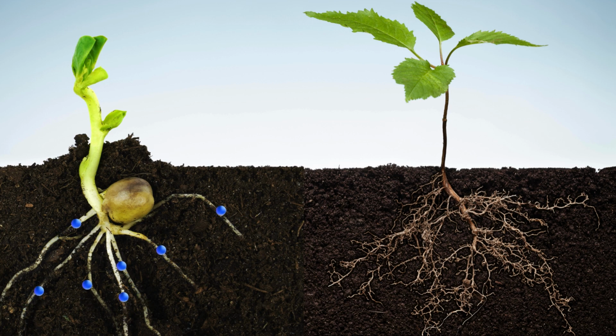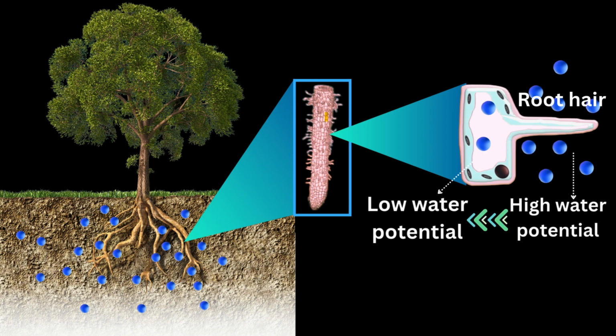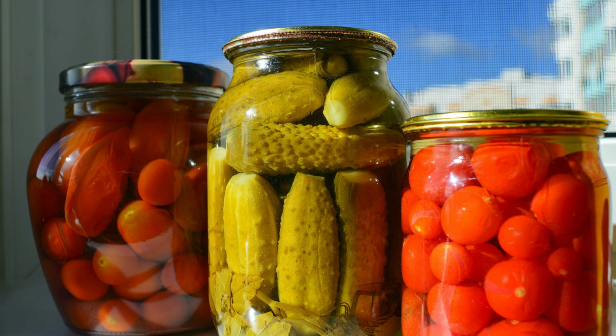Plants absorb water from the soil through their roots, via osmosis. The root hairs act as a semi-permeable membrane, allowing water to move from the soil with high water potential to the roots that have low water potential. Salting or sugaring food draws water out of microbial cells via osmosis, preventing spoilage.